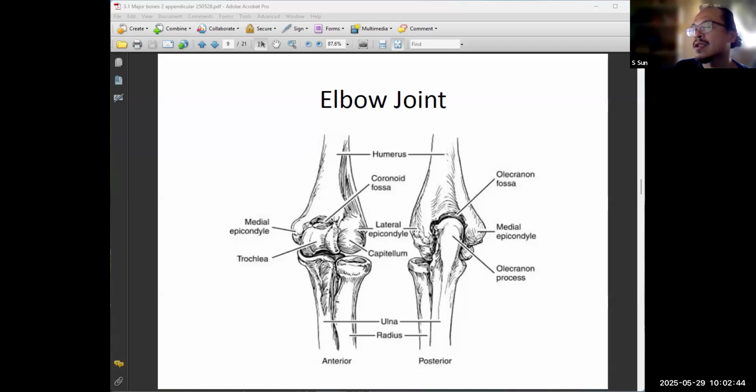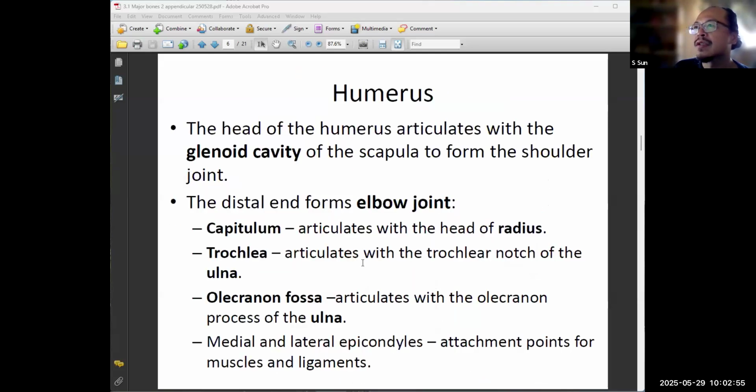The radius head will attach to the capitellum of the humerus. Let's go back to here. So at the elbow, the capitulum of the humerus articulates with the head of the radius. The trochlea articulates with the trochlear notch of the ulna. The olecranon fossa articulates with the olecranon process of the ulna. That basically is where the bones join each other to allow the movement.